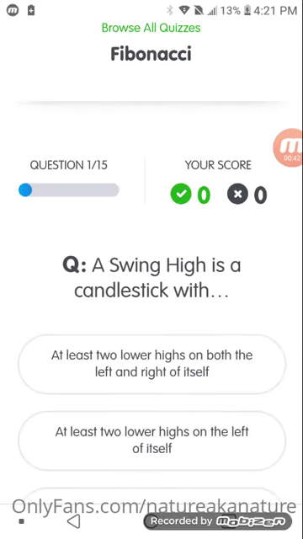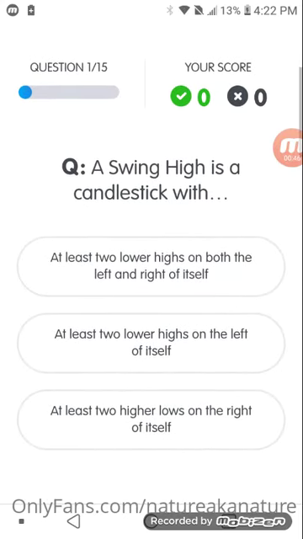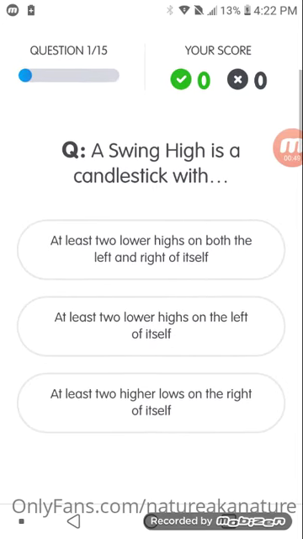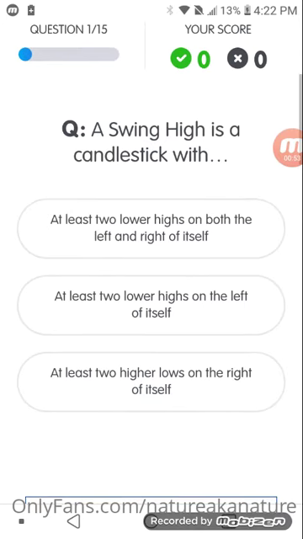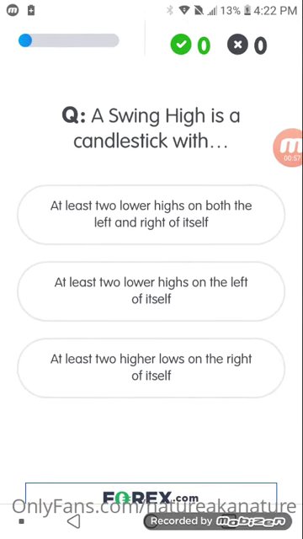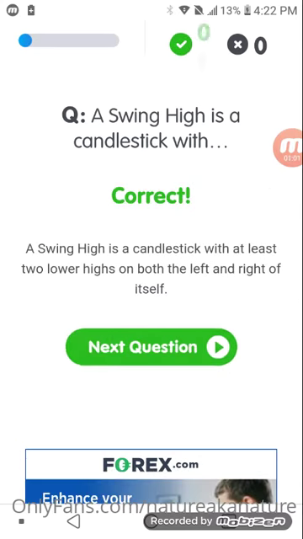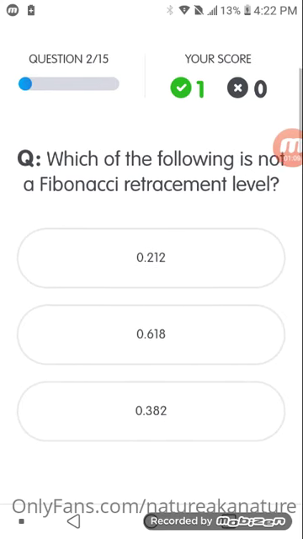A swing high is a candlestick with at least 2 lower highs on both the left and right of itself, at least 2 lower highs on the left of itself, or at least 2 higher lows on the right of itself. If you said that the swing high is a candlestick with at least 2 lower highs on both the left and right of itself, you are correct. A swing high is a candlestick with at least 2 lower highs on both the left and the right of itself.